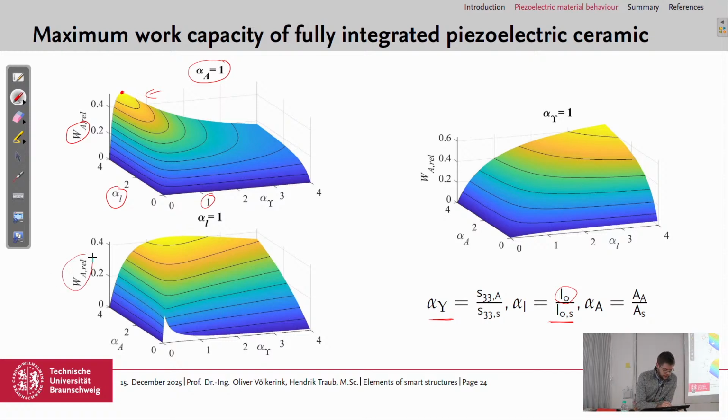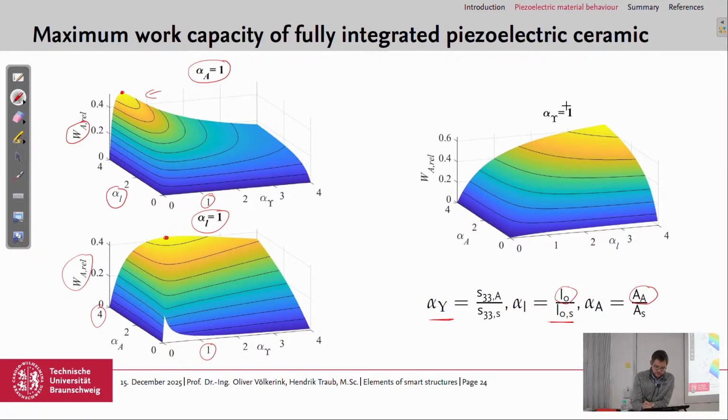And here in this next diagram we set alpha L to 1, so same length between actuator and structure, and then the maximum work capacity is maybe about here, so the stiffness ratio is close to 1, and again we now want an area ratio of 4 to get the maximum work capacity, which means more actuator cross-section than structure.